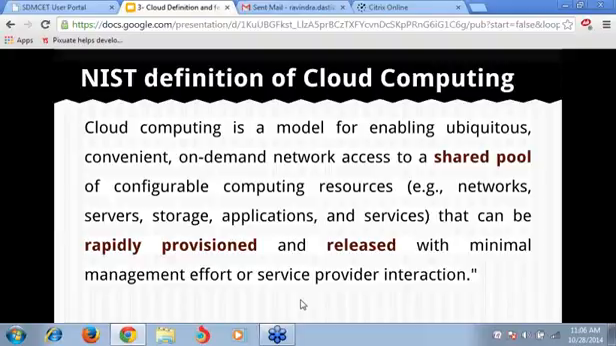And convenient means that whenever you want to use any cloud computing resource, it's not very difficult to start with. All that you have to do is switch on your machine and get connected to the internet, and it will start operating. There are no money barriers on that.